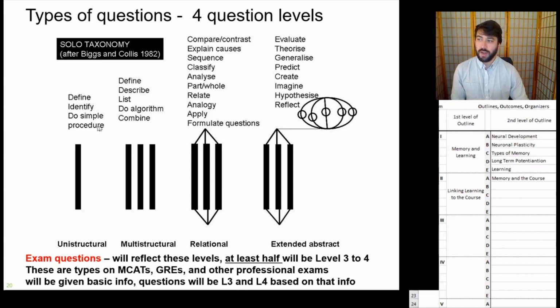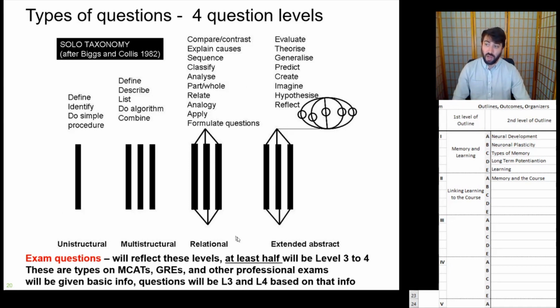Now, if you're asked to define, describe, or list, or maybe do an algorithm, that would be a multi-structural approach to information, right? So you're asked to relate multiple things. So define a prokaryote, define a eukaryote. You can almost consider these first two levels as component level questions, where they're asking you to understand components of systems.